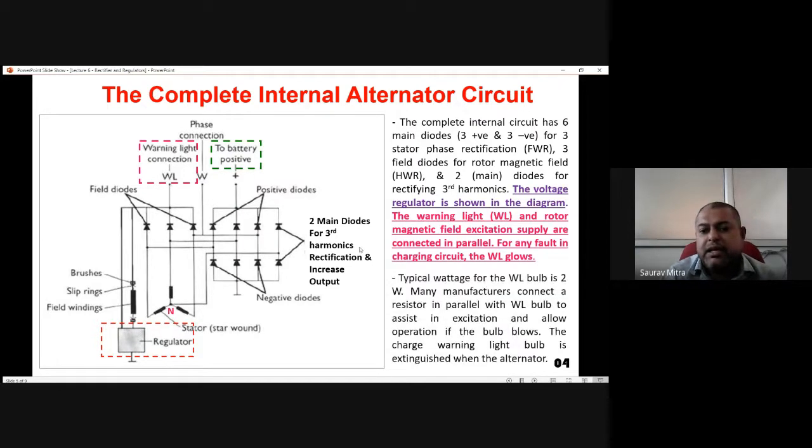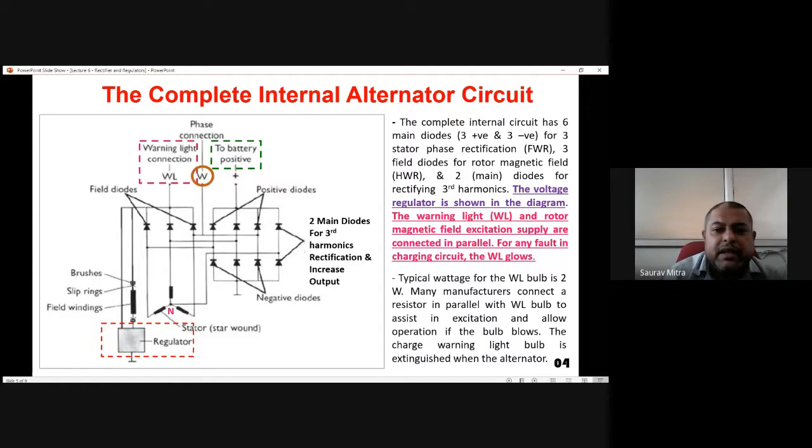Typical wattage of the WL bulb is 2 watt. Many manufacturers connect a resistance in parallel to this. So even if the WL goes bad, even if the WL is not functioning, the ignition system or charging system will still be proper. The charge warning light bulb is extinguished when the alternator is functioning. So when the alternator is functioning properly, this warning light will not be on.